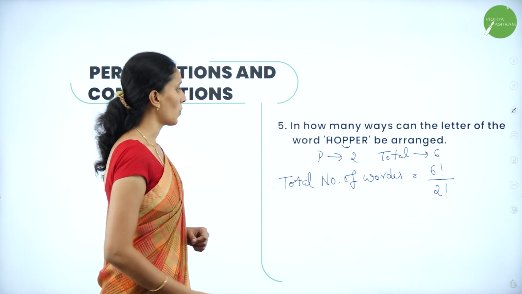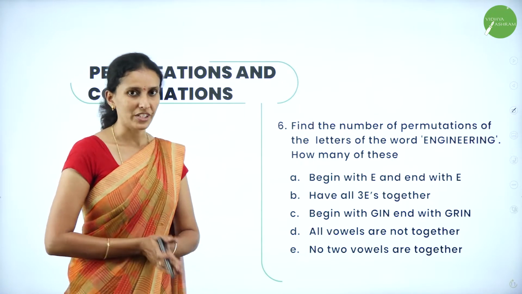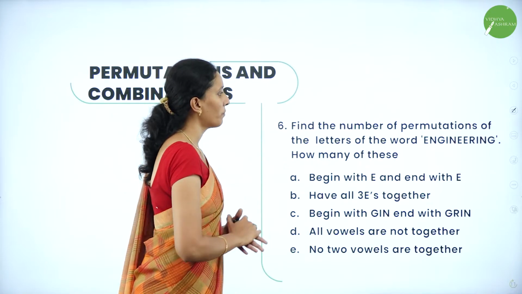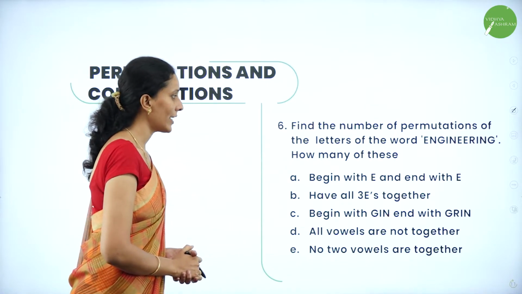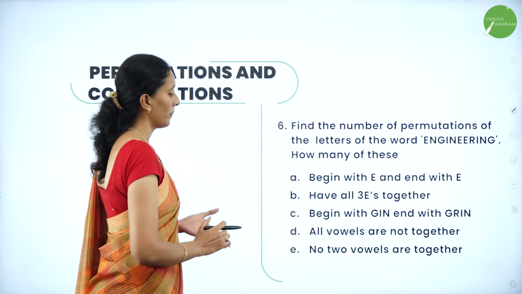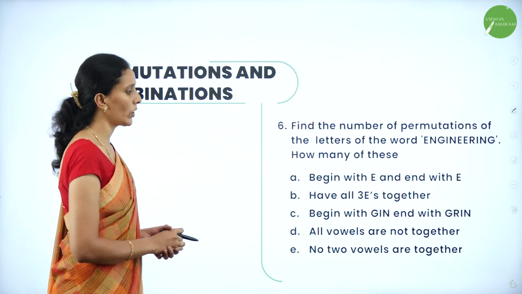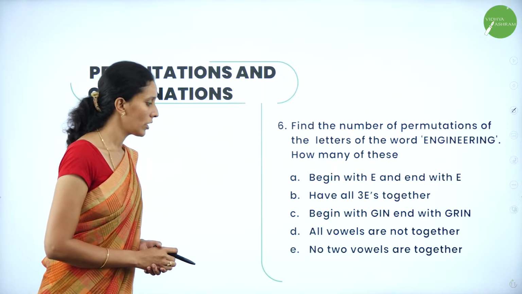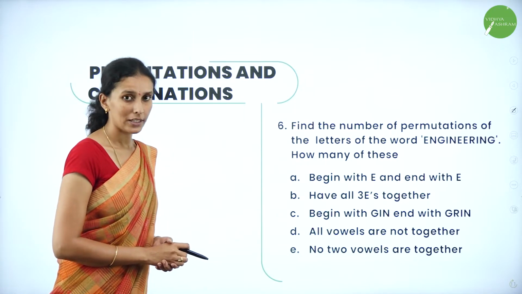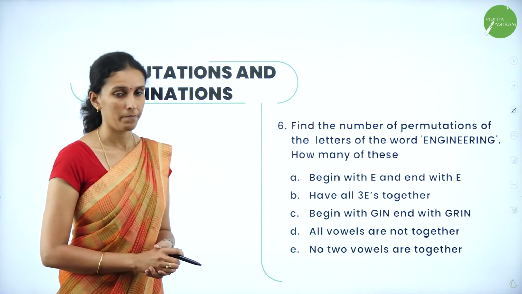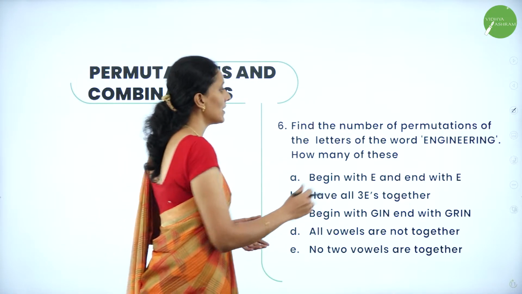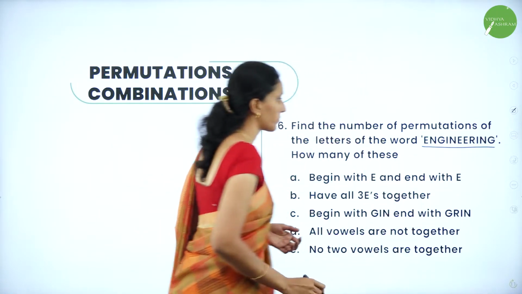Next question. Find the number of permutations of the letters of the word ENGINEERING. How many of these begin with E, end with E, have all E's together, begin with ENG, end with ING, have all vowels not together, have no vowels together? Let me solve them one by one. So let me consider the word ENGINEERING.